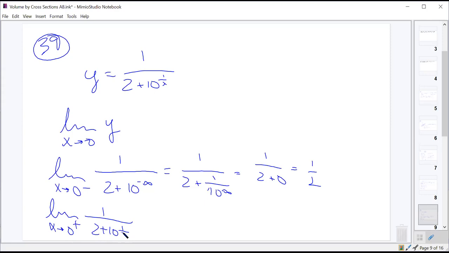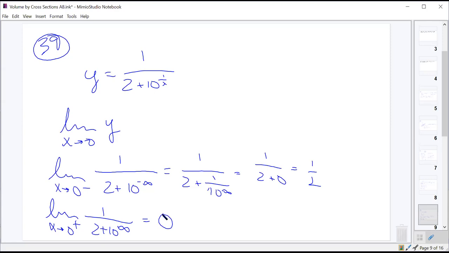It should be 1 over a very small positive number, because we're approaching 0 from the right. And 1 over a very small positive becomes a very large positive. And now 10 to the infinity is very large, infinite. 2 plus something that's infinite is still infinite. And 1 divided by something that's infinite is 0. So from the left-hand side, it's got a horizontal asymptote of 1/2. But from the right-hand side, it has it of 0.